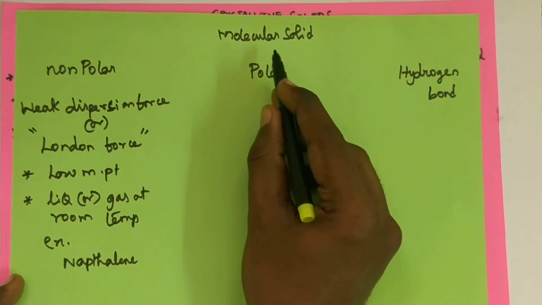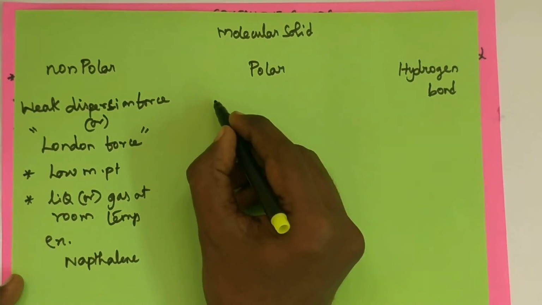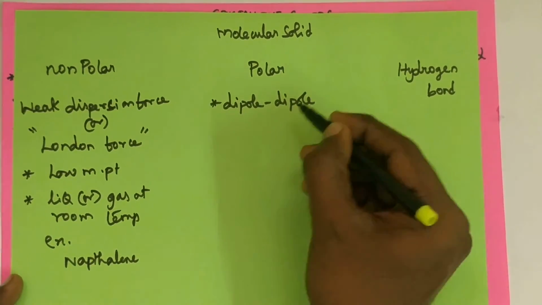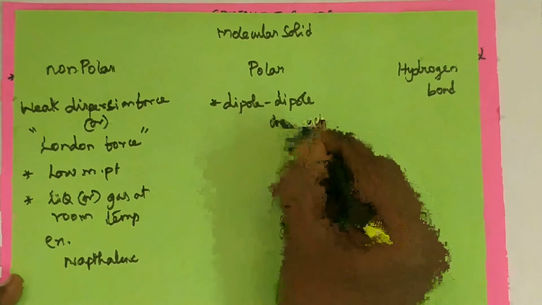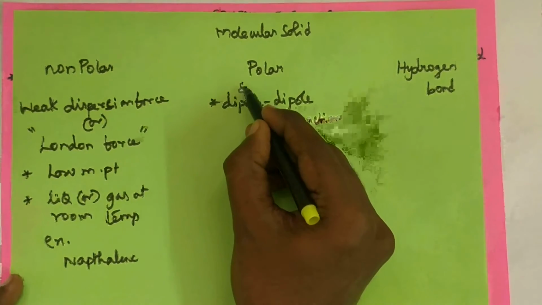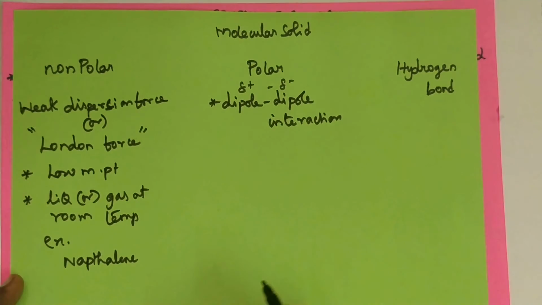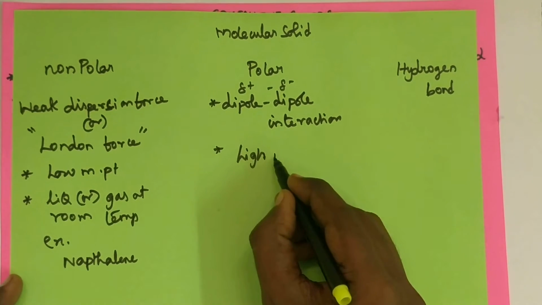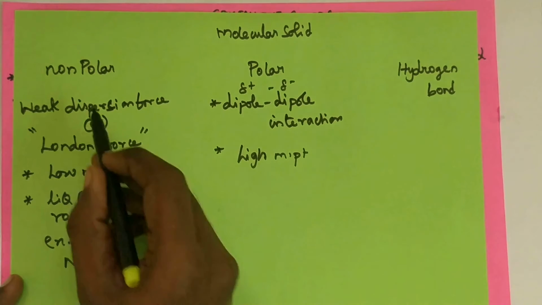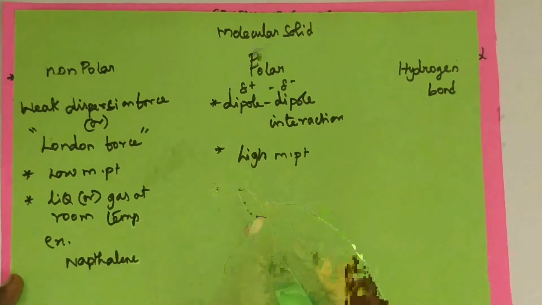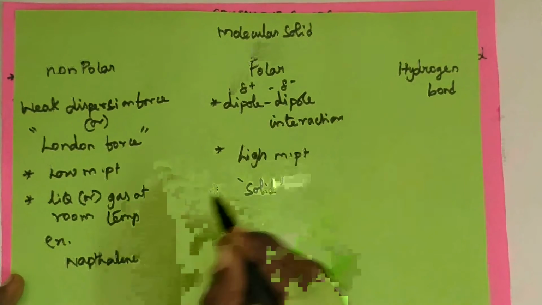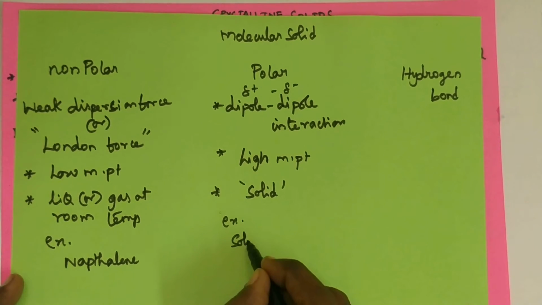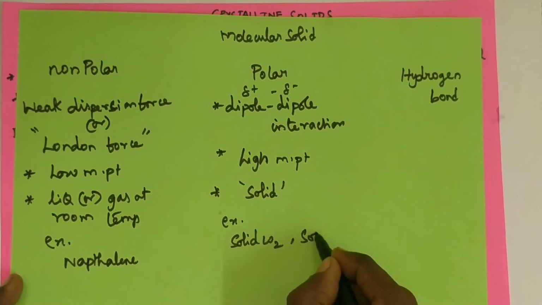In polar molecular solids, constituents are held together by dipole-dipole interaction. Dipole-dipole interaction means plus and minus. It has a higher melting point than non-polar molecular solid. And an important point, they always exist as solids, whereas non-polar ones are liquid or gas at room temperature. Examples are solid carbon dioxide and solid ammonia.